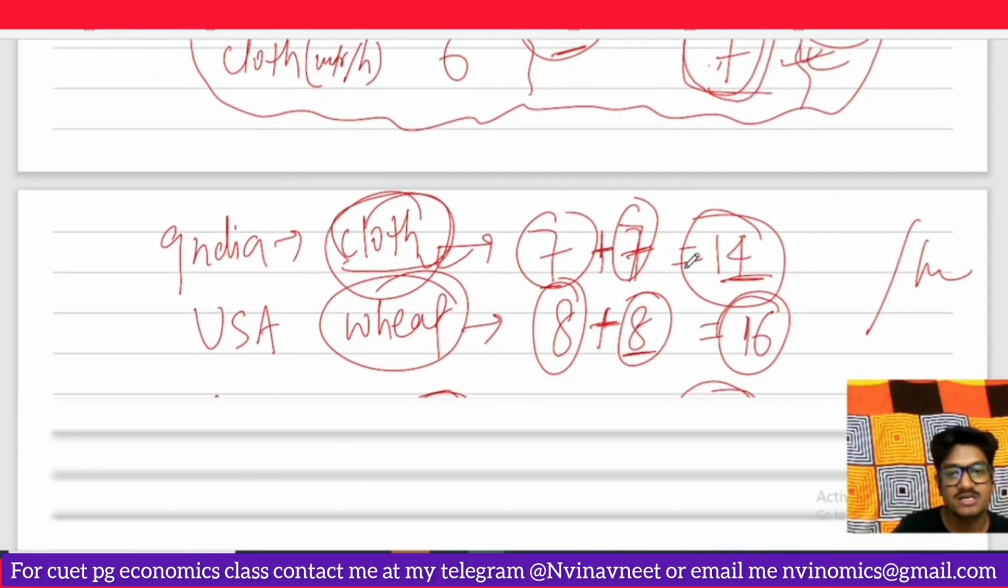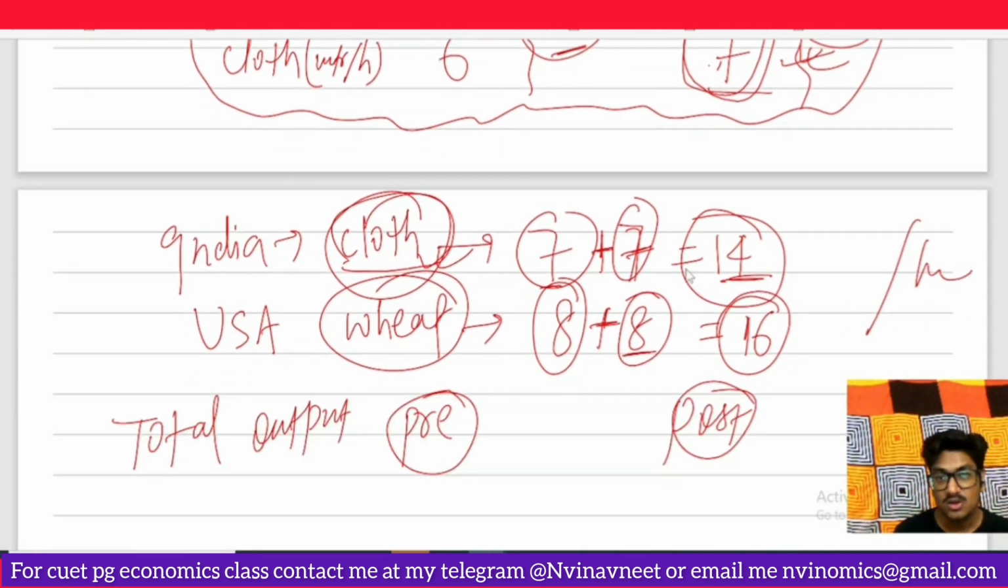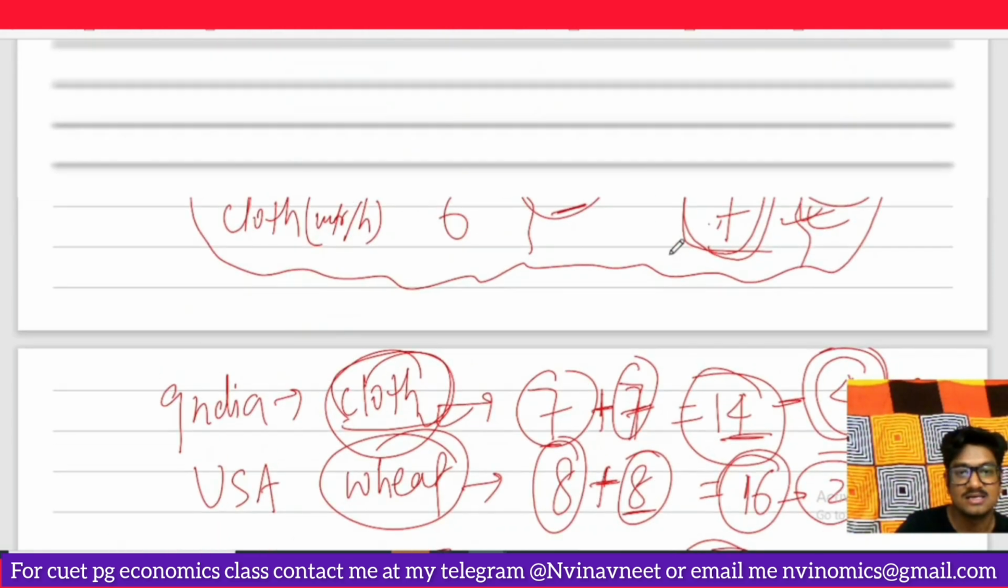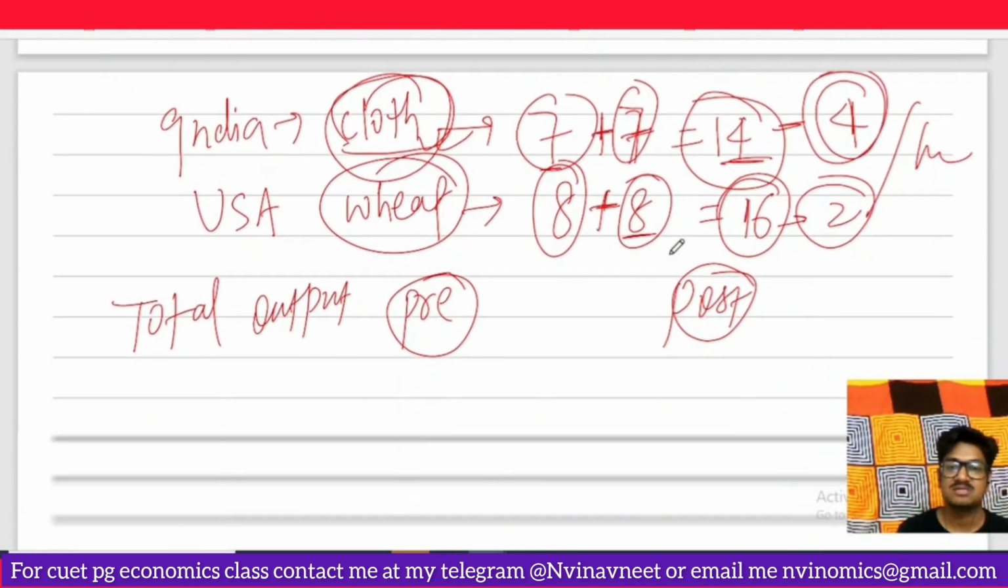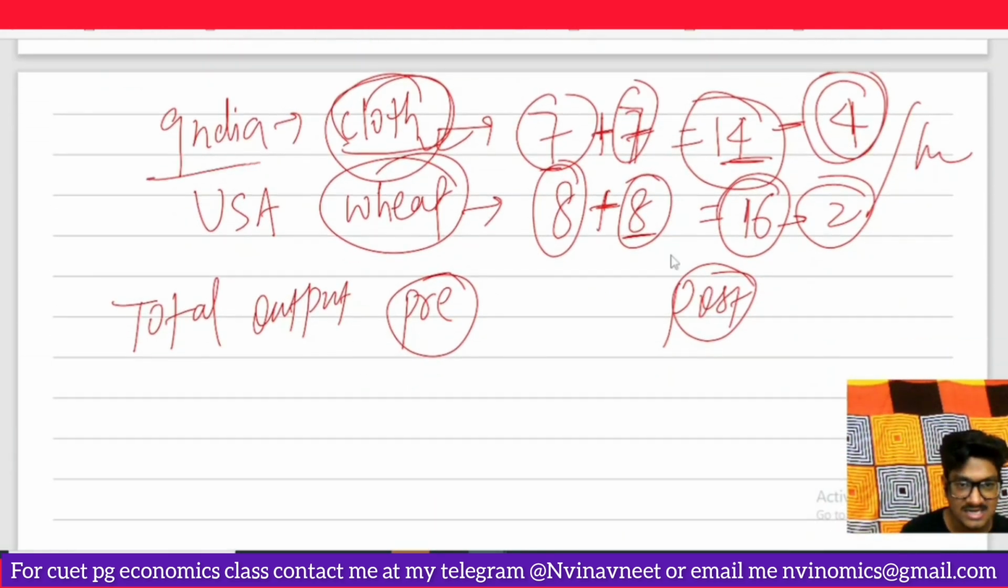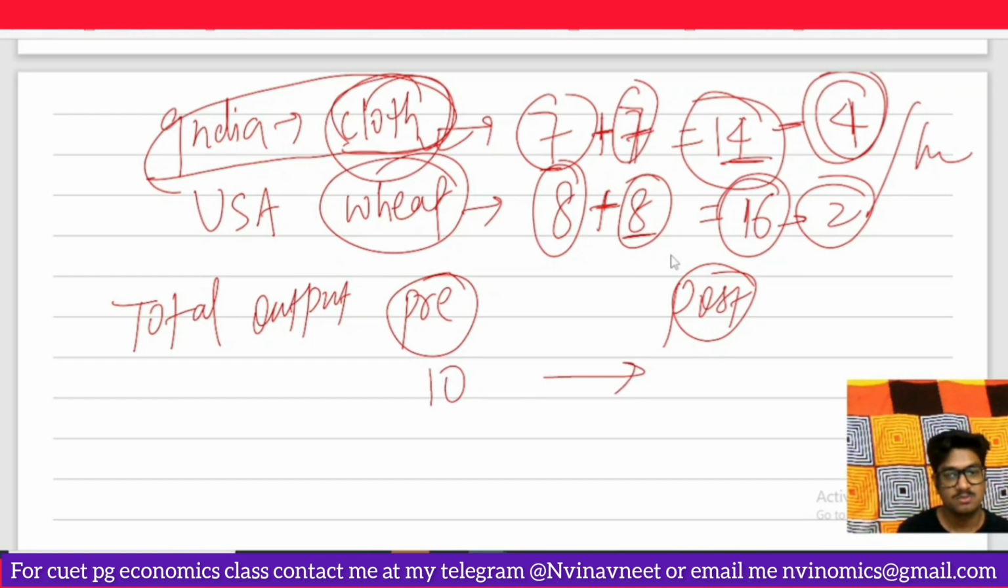But after trade what happened? India is producing 14 units. So 4 gain यहाँ पे हुआ. Total gain कितना हुआ? 4 units. USA का gain कितना हुआ? 2 units. So if question is asked that if this table they will give and they will simply ask which country has more gain, India has more gain. Earlier before trade India was producing 10 unit. Now they are producing 7 plus 3, 10. Now they are producing 7 plus 7, that is 14 unit. Total gain is 4 unit.